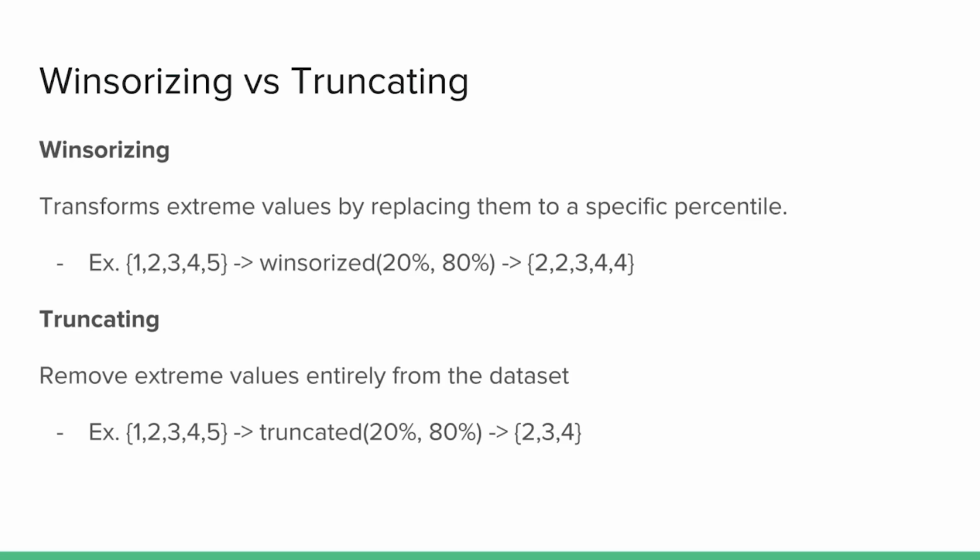So numbers 1 and 5 become 2 and 4. Truncating, quite similarly, with the same percentile numbers, would do the same thing, except to actually remove the data entirely. So the numbers here would be 2, 3, and 4 instead of what we had before in 2, 2, 3, 4, 4. We see the average of both of these results seems to be the same at number 3, but it's actually quite dangerous when we do truncate these values and we lose a lot of data points that could significantly affect the signal, could be for better or for worse.